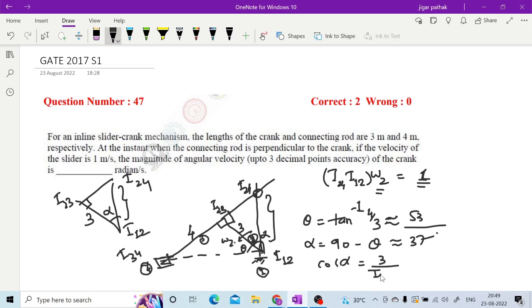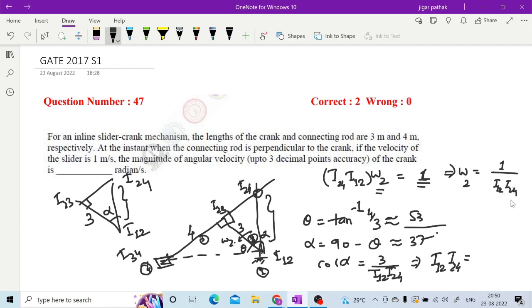I12, I24. Correct? Are you getting now? Yes, sir. So from this, cos alpha is equal to 3 upon I12 I24, you will find the distance. So what is this distance? Whatever you are getting from this, 3 upon cos 30, 15/4, whatever is this, you can calculate this. And once you calculate this, then you can calculate omega-2, because omega-2 will be 1 upon this distance I12 I24.